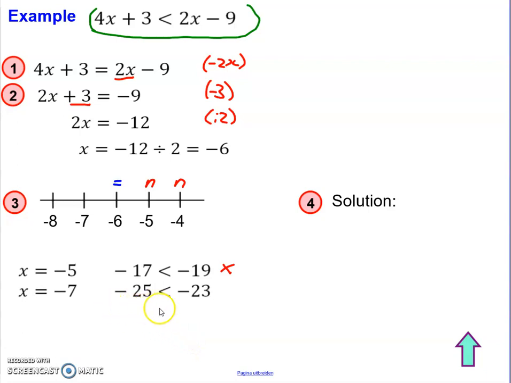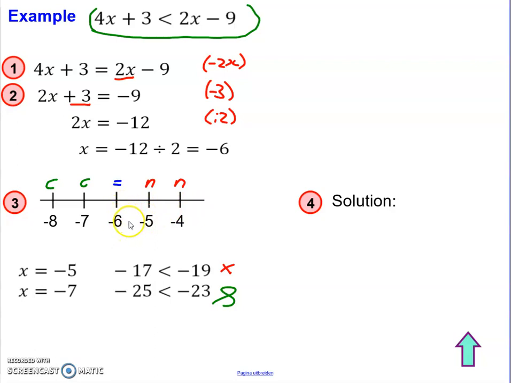Now just look at what's over here. Minus 25 is less than minus 23. And this is really correct. So on my number line I used C for correct. So now you can see what the solution is. All the x values to the left of minus 6 are correct. And be aware, to the left on your number line is less than. It becomes less, less, less. And to the right side it becomes greater.